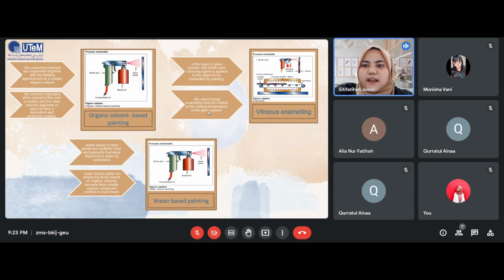So for the last is vitreous enameling. A thin layer of glass powder with binder and coloring agent is applied to the object to be enameled by painting. The object being enameled must be heated to the melting temperature of the glass powder.